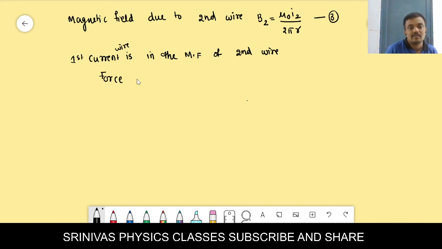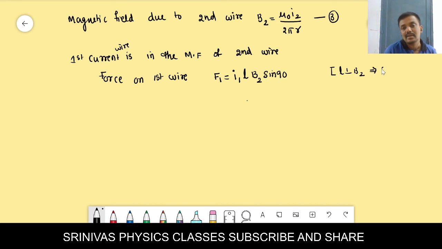Now what is the force on the first current carrying wire? Force on the first wire, that is F1. Current I1, length of the first wire we can consider as L, field B2 of the second wire. B2 sin 90 we should write, because L is perpendicular to B2, that's why theta is 90 degree. Have you understood this step?